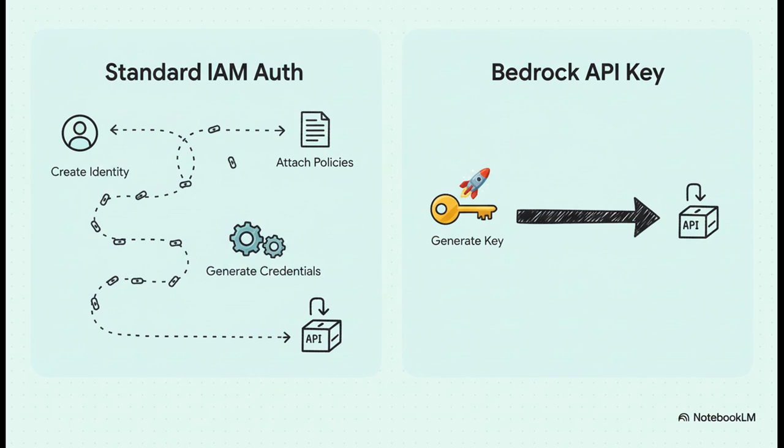On the left, you've got the standard, super robust IAM process. You're creating identities, attaching policies, generating credentials. It's powerful, for sure, but it's a multi-step thing. Now look at the right. Generate one Bedrock-specific key and make your call. Done. It's literally a fast pass that lets you skip the line.